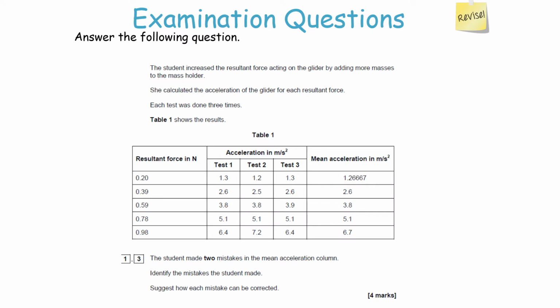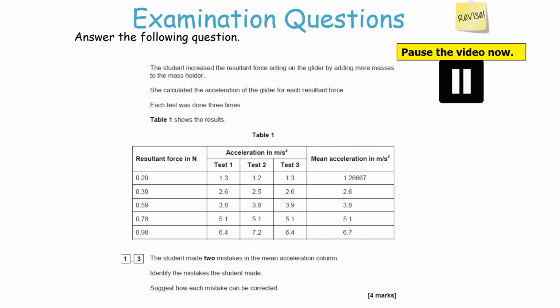The student increased the resultant force acting on the glider by adding more masses to the mass holder. She calculated the acceleration of the glider for each resultant force. Each test was done 3 times and table 1 shows the results. The student made 2 mistakes in the mean acceleration column. Identify the mistakes the student made and suggest how each mistake can be corrected. So pause the video now, then unpause the video when you want to go through your answer.